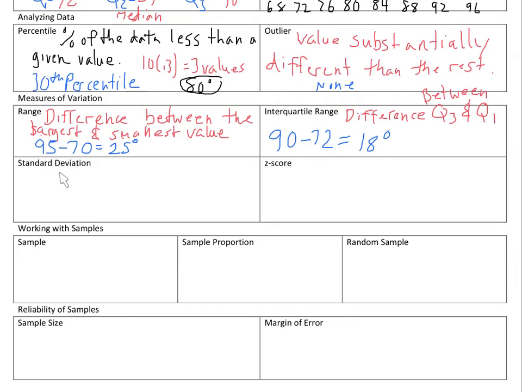Standard deviation is an important measure of variation. What the standard deviation is saying is how much the data varies from the mean. So how much a piece of value varies from the mean. Okay? So, let me write that out. It's how much a value varies from the mean.